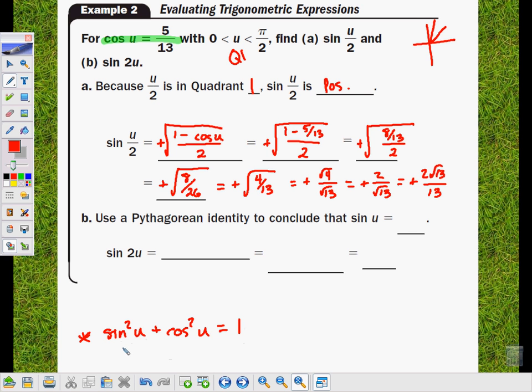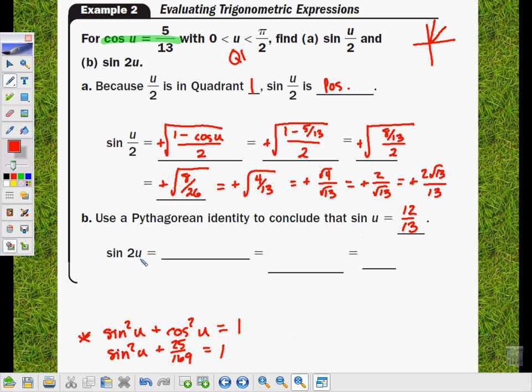So we have the sine squared plus, let's see, cosine squared is going to be 25 over 169 equals 1. So we're going to get 12/13, and we're in quadrant 1, so it's going to be positive. So we're going to get sine u is a positive 12/13. That's just coming from simplifying this expression down here.